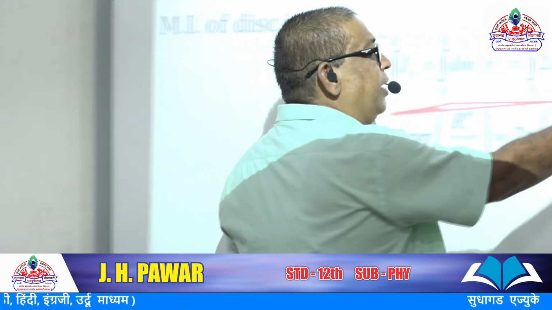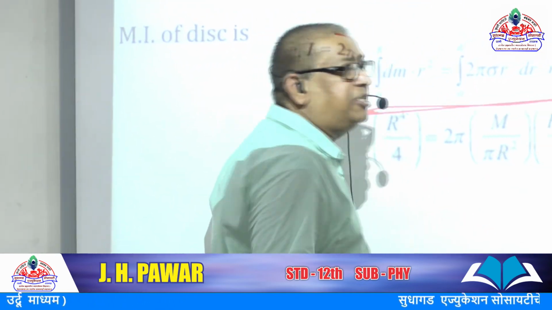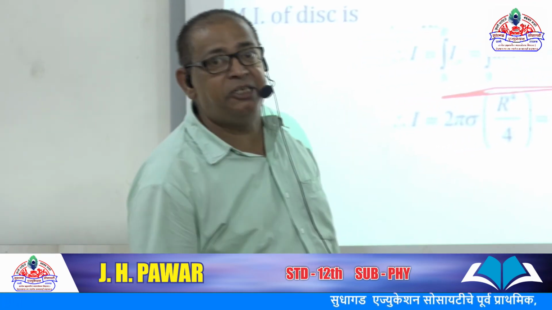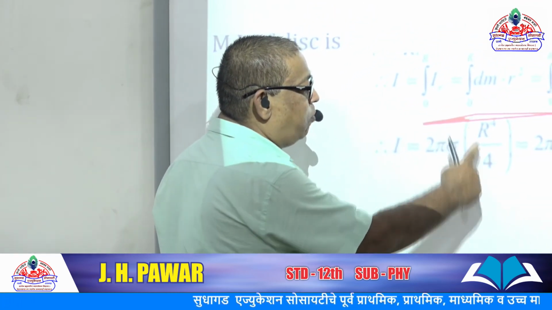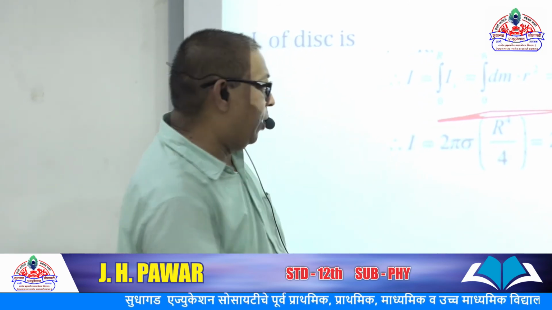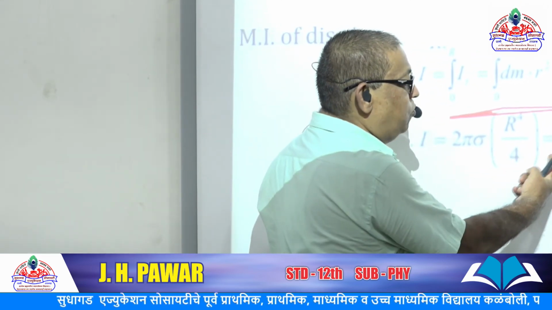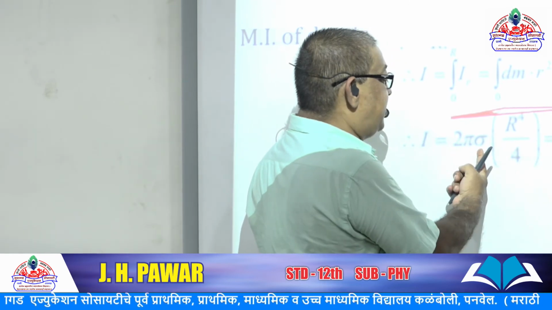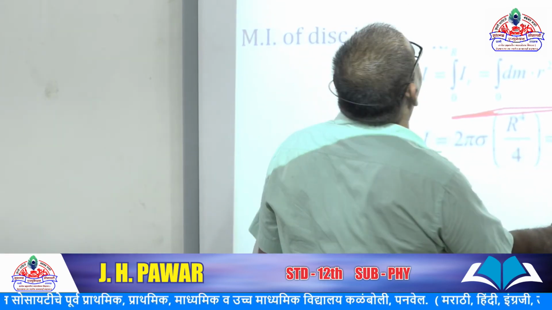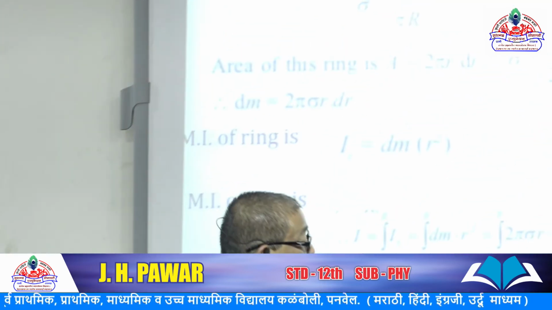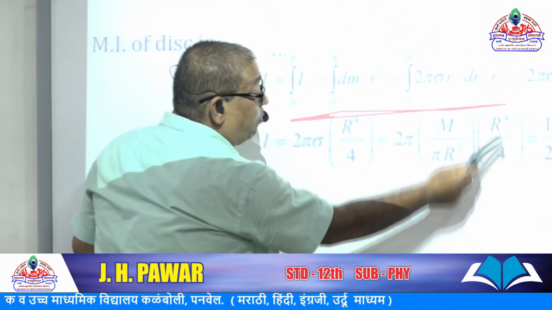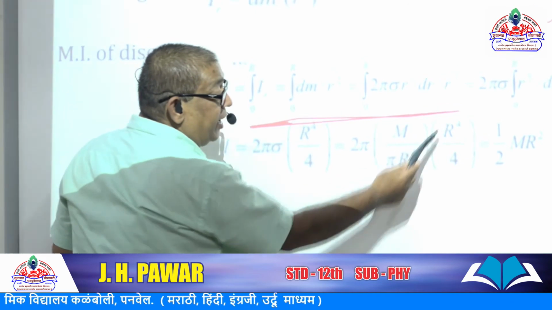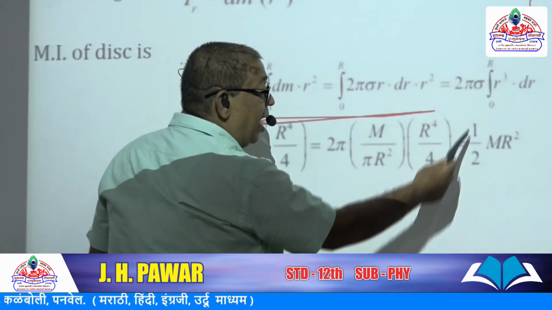Thereafter, putting the limits of the integration, upper limit R and lower limit 0, we can directly take here 2 pi sigma R raised to 4 upon 4, which equals 2 pi, where sigma is taken as mass upon pi R squared from the above equation, and thereafter R raised to 4 upon 4. Then R squared gets cancelled, and you get half M R squared.